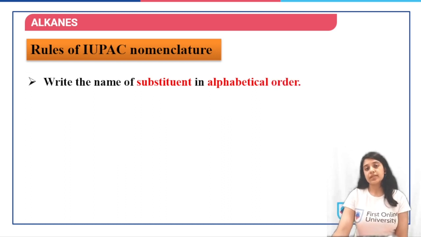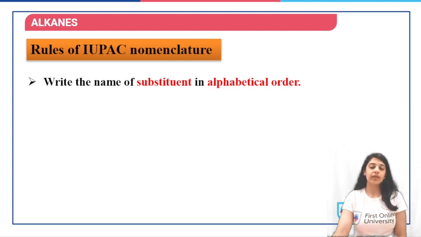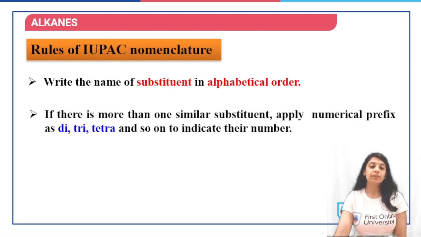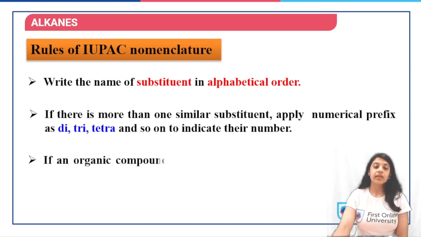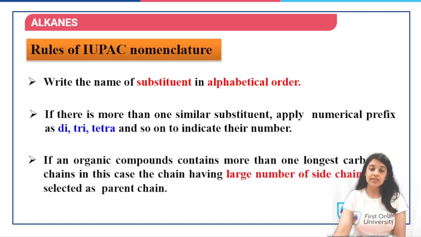You have to write the name of the substituent in alphabetical order, irrespective of whether the substituent is at the second position or 10th position. While writing down the name, you will always start with the letter that comes first in alphabetical order. If there is more than one similar substituent, apply the numerical prefix di, tri, tetra, and so on in order to indicate the number of similar substituents present. If an organic compound contains more than one longest carbon chain, then the chain which has more side chains, that is more branches, will be selected as the parent chain.